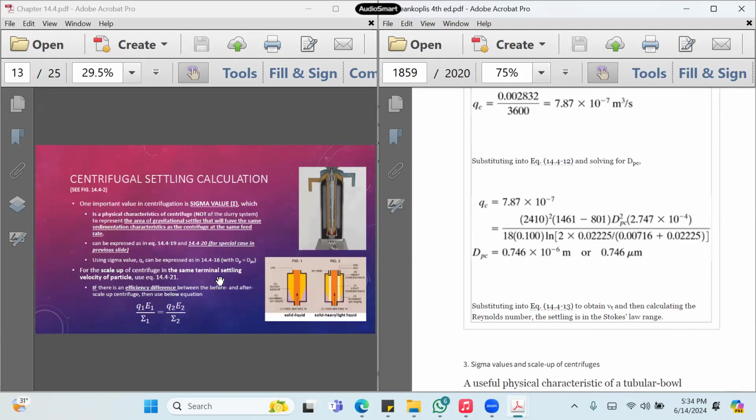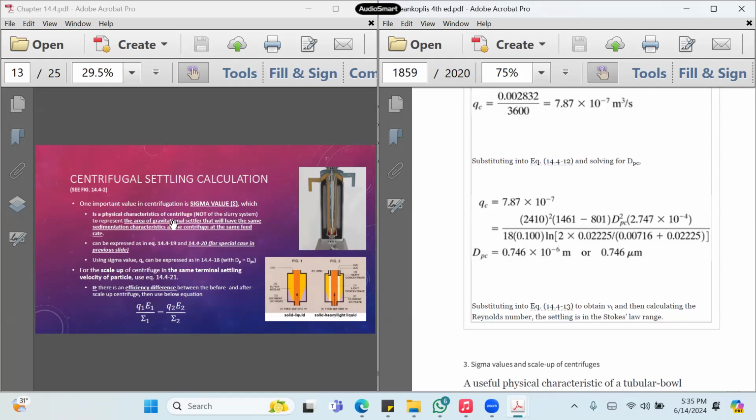Okay, in centrifugation, there is also one more important parameter. We call it the sigma value. The sigma value is actually a physical characteristic of the centrifuge, not the slurry system. Now, what does this sigma value represent?